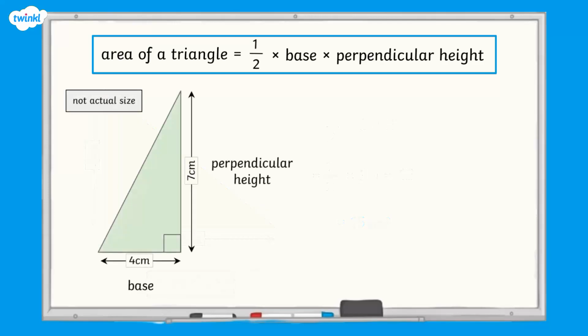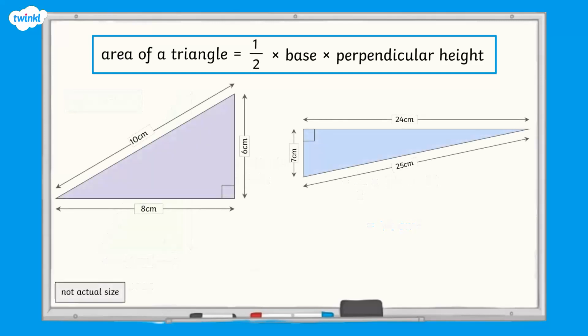Let's apply this formula to a new triangle. This triangle has a base of 4 centimetres and a perpendicular height of 7 centimetres. Half multiplied by 4 multiplied by 7 equals half multiplied by 28, which is the same as 28 divided by 2, which is 14. The area of this triangle is 14 centimetres squared.